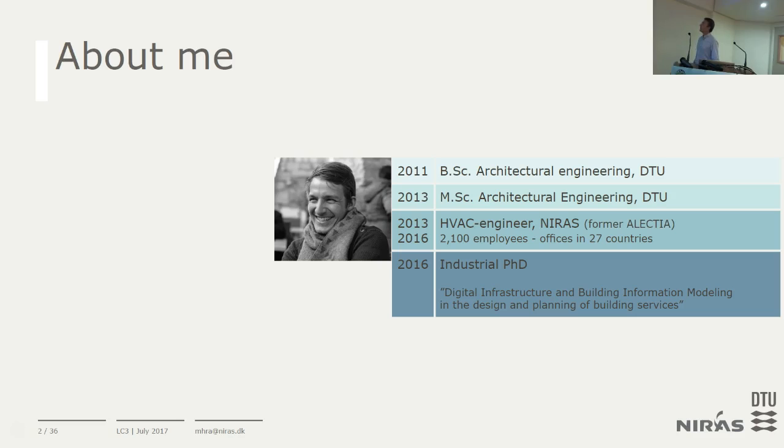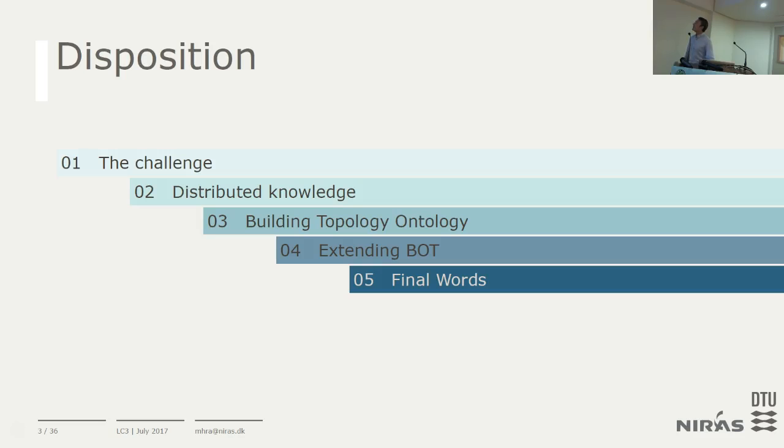A little about me. I have a master's degree from the Technical University of Denmark in architectural engineering. Since 2013, I've been working as an HVAC engineer in a consulting company now called Neros, because we just merged. 2,100 employees, and we have offices in 27 countries. Since January last year, I've been doing this industrial PhD, which is a partnership between the company and the university. So that's where I'm at.